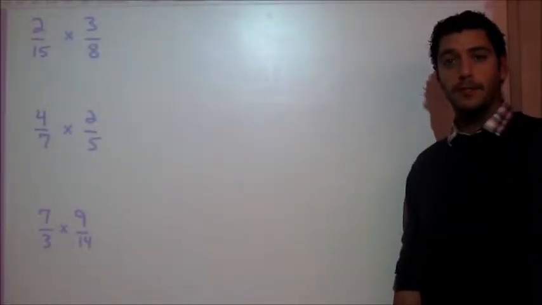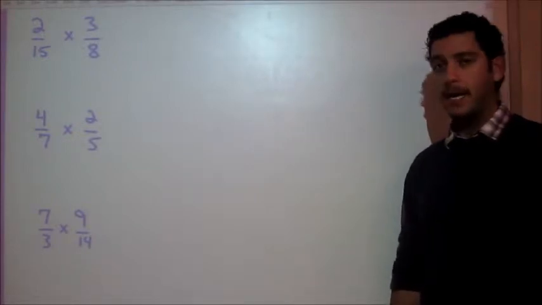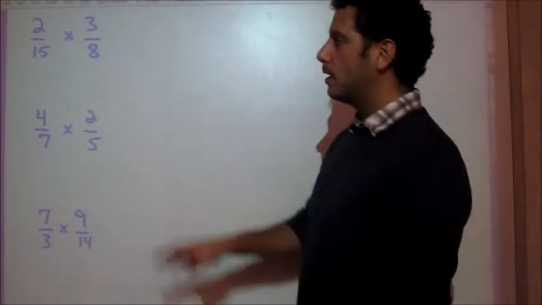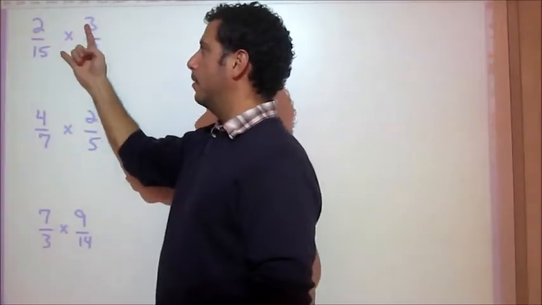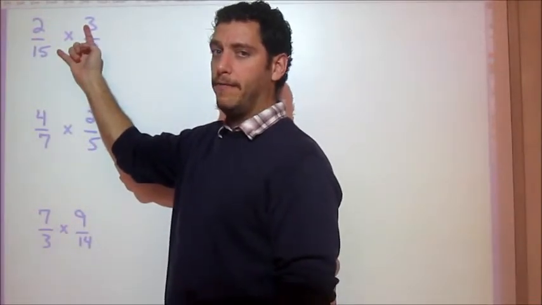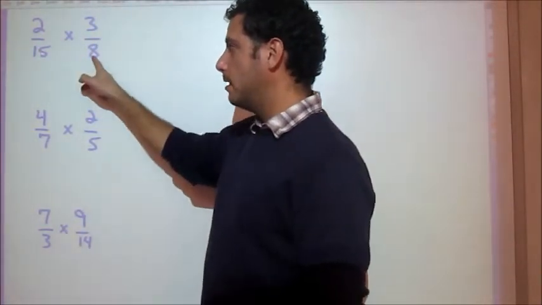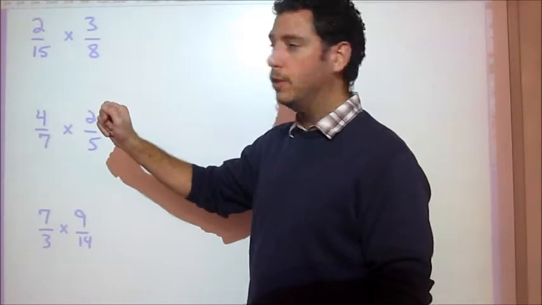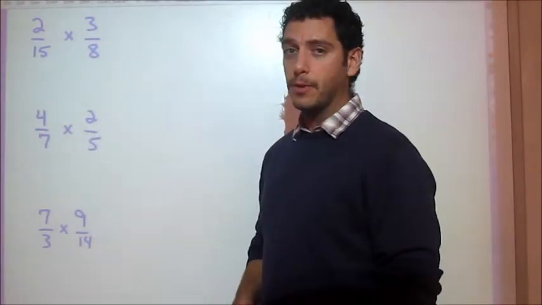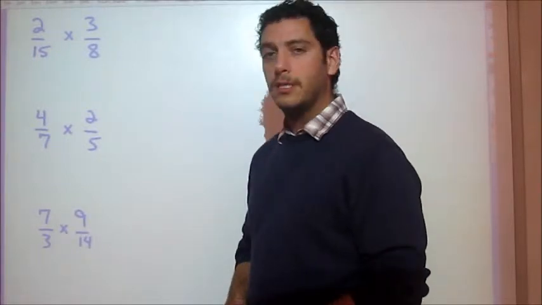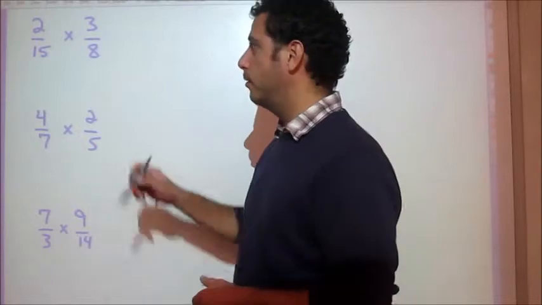Let's try a few more examples. How about 2/15 times 3/8? Well, if you look closely at these numbers, you notice that the opposite numbers actually have common factors. For example, the 2 and the 8 have a common factor of 2. The 15 and the 3 have a common factor of 3. So we can actually simplify, in this case, before we multiply. So that's the method I'm going to show you.